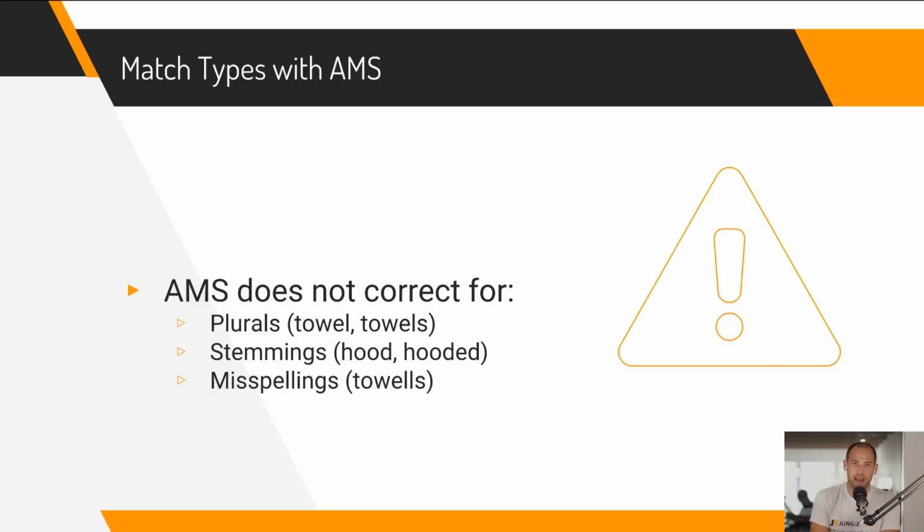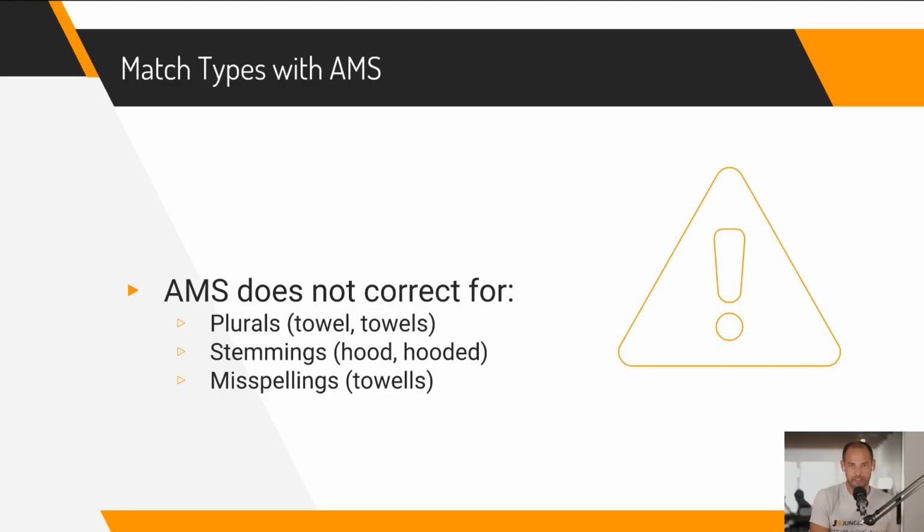So we'll talk about match types real quick. The big difference between AMS and sponsored products is, I can't believe this, but AMS doesn't correct for plurals, stemmings, and misspellings. So this is like the most basic, crude ad platform ever. At least when I tested this a few months ago, they didn't, and I heard this, so I wanted to test it for myself.